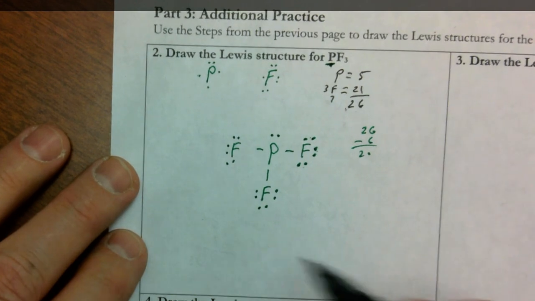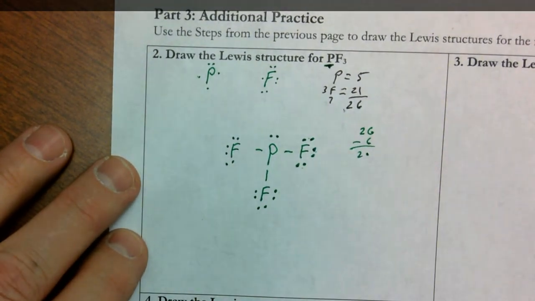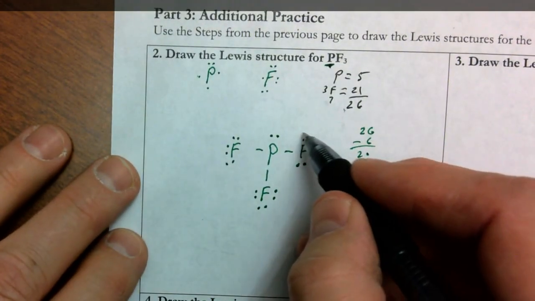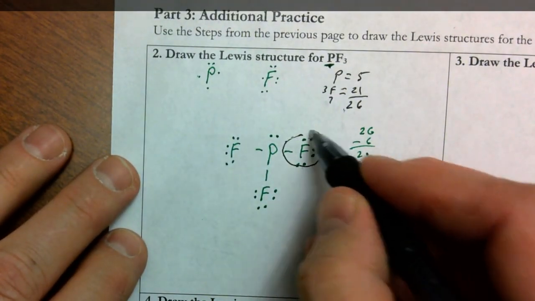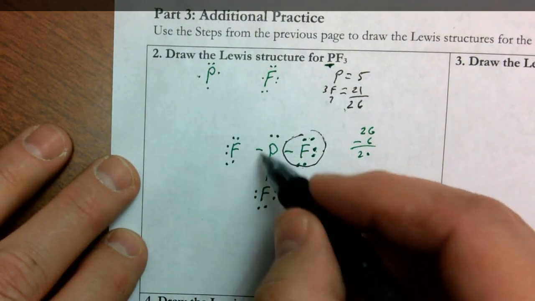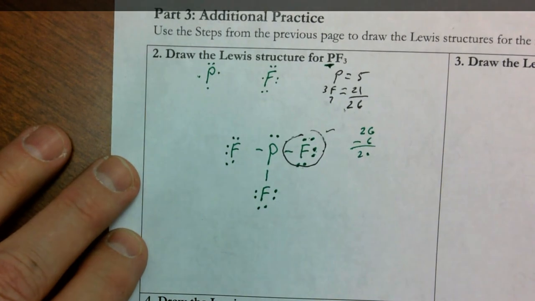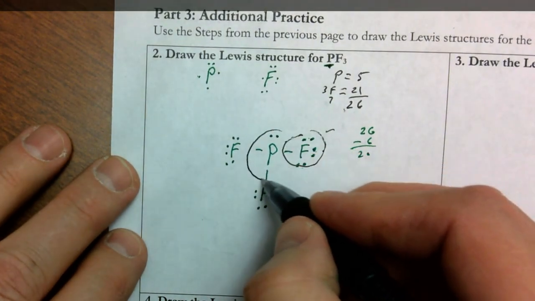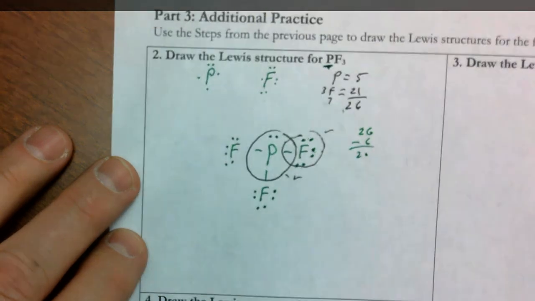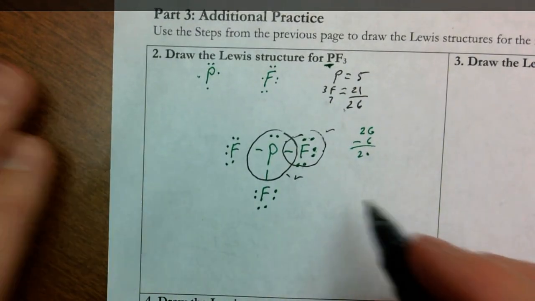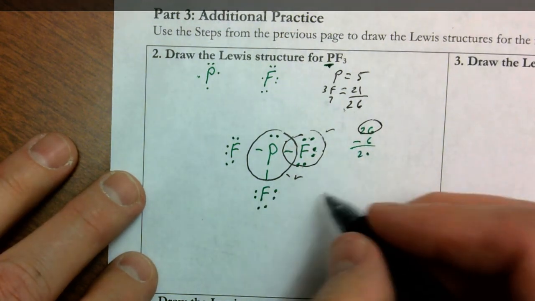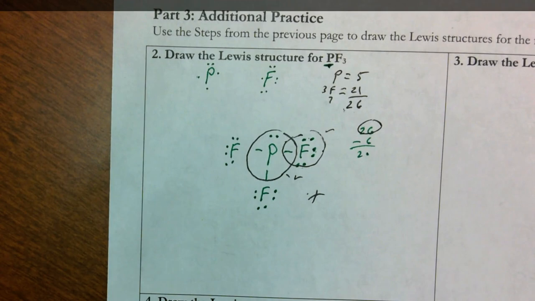Now let's count each fluorine. Now we need to see if everybody has a full octet. Is everybody happy in this molecule? All right, so let's see. Each fluorine has 2, 4, 6, 8. 2, 4, 6, 8. 2, 4, 6, 8. So all of our fluorines are good. And if I count phosphorus, right, 2, 4, 6, 8. So it's good as well. So all of these atoms are full. I have a total of 26 electrons. So this must be a good Lewis structure.